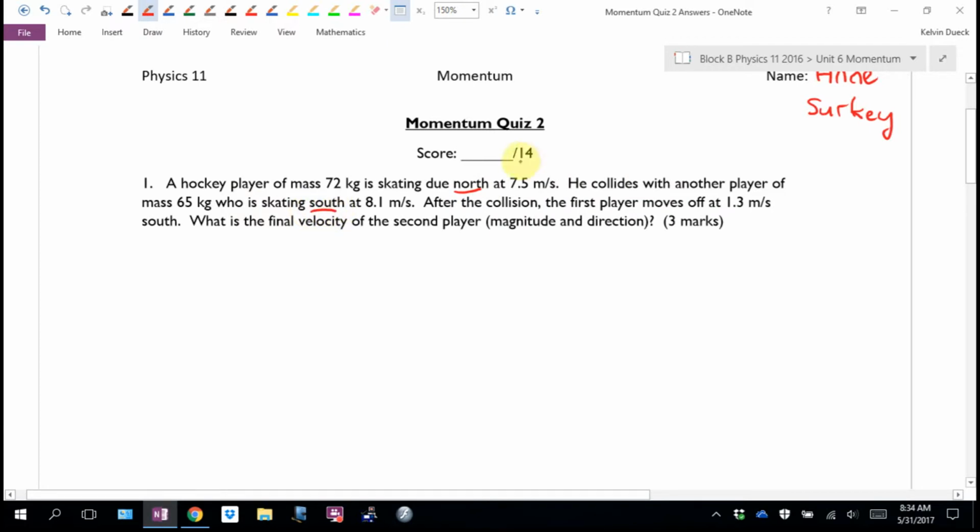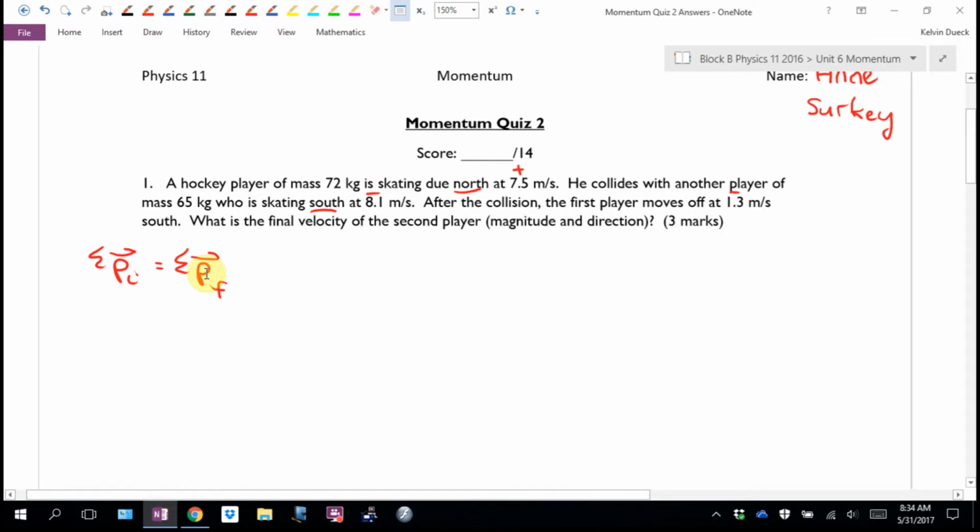I'm going to let north be positive. I'm going to let south be negative. And since this was south, that's also going to be negative. Okay. There is a collision. The sum of all the momentum beforehand equals the sum of all the momentum after.